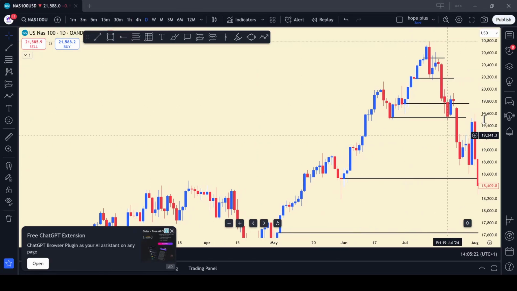What happened again? Market rejected this. We were supposed to go higher, but what happened? Market closed below. As long as the market is closing below a key support level, that should send you a signal that we are going down. All right, that is another way you can use the opening price to determine your direction.